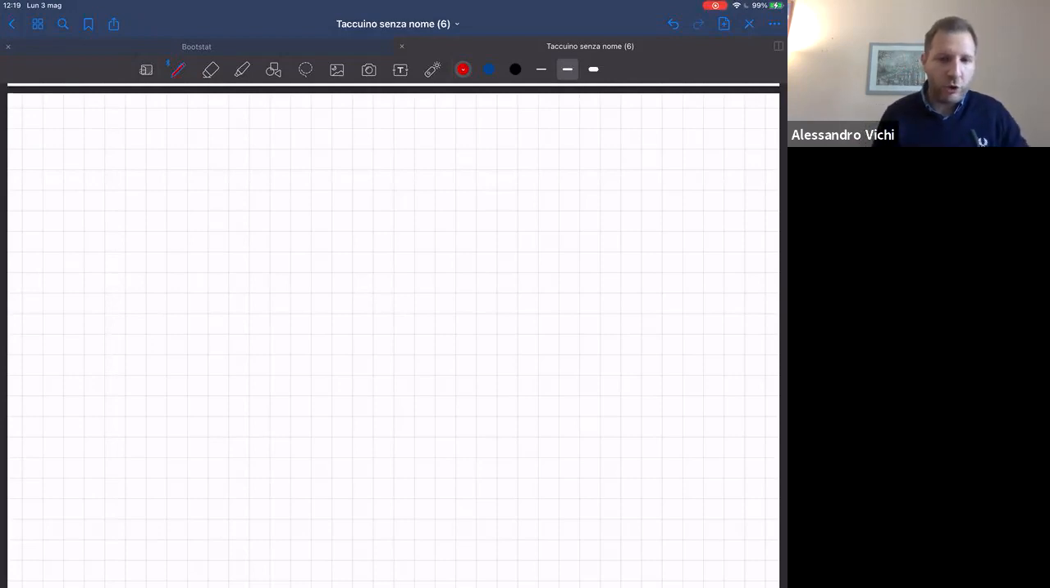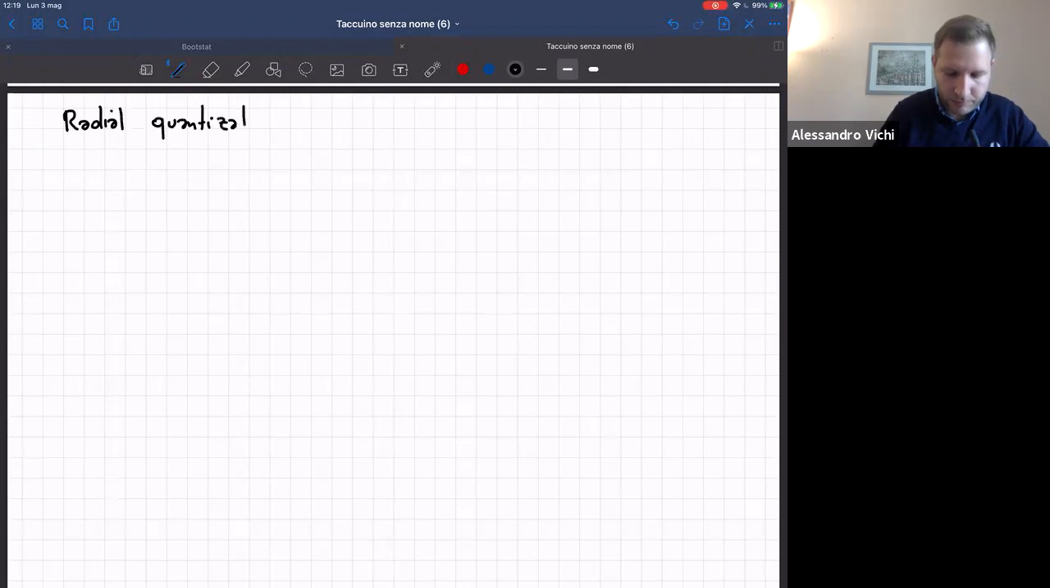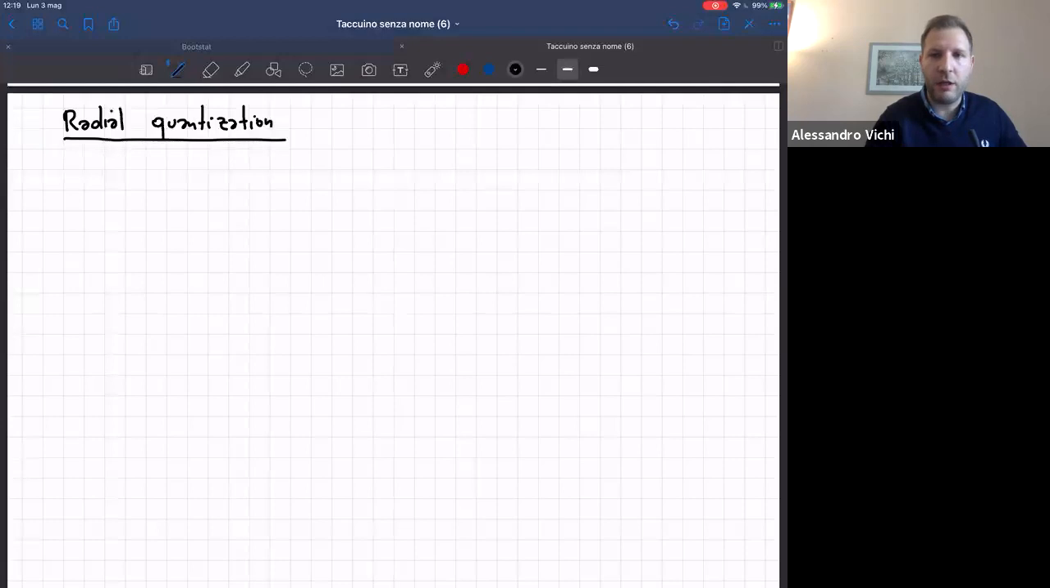So this is well known in 2 dimensions, so I will try just to recall the story and then proceed by analogy. And this is the concept of radial quantization, of course. So we'll probably just make a small review and then leave the consequences to the next lecture.